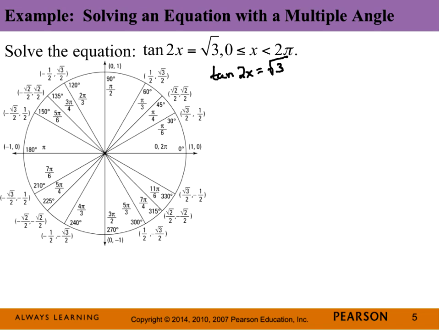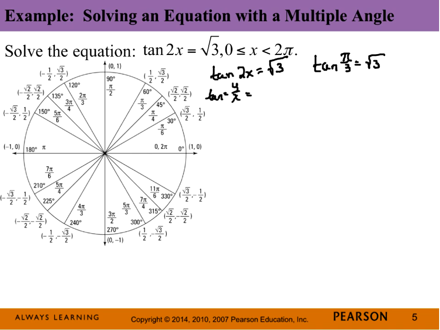Well, if you take a look, by the way, the tangent is equal to y over x. And I'll show you how you find this in just a minute. We end up seeing that the tangent of pi over 3 is equal to the square root of 3. Here's how we figured that out.